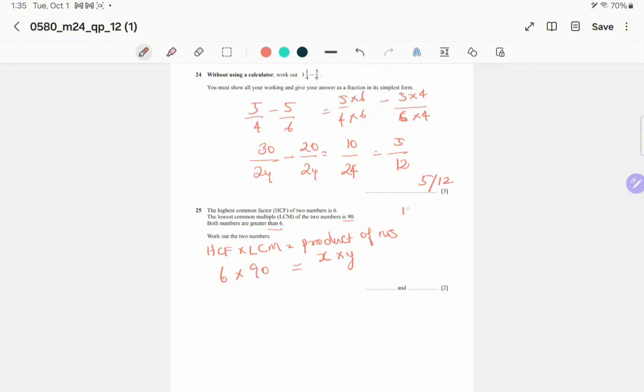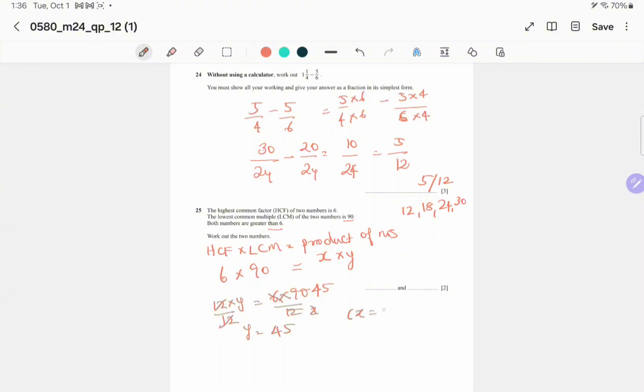The multiples of 6 above 6 are 12, 18, 24, 30, and it goes on. So I am going to do a trial and error method. We will substitute 12 for x. It will be 12 into y equal to 6 into 90. To get y, we will divide both sides by 12. It gets cancelled, so y is equal to 45.